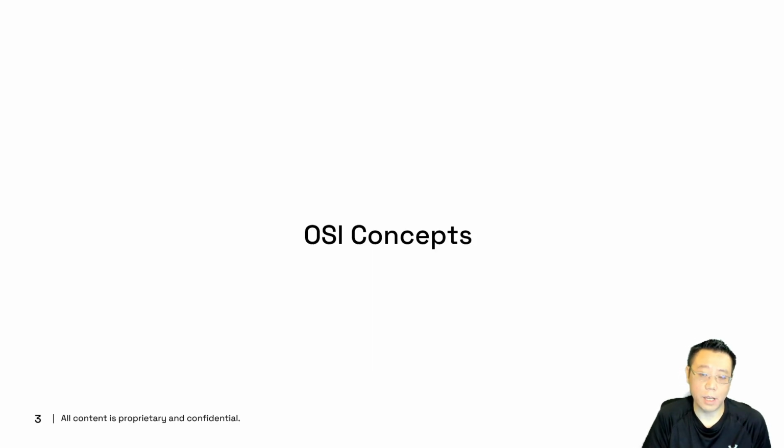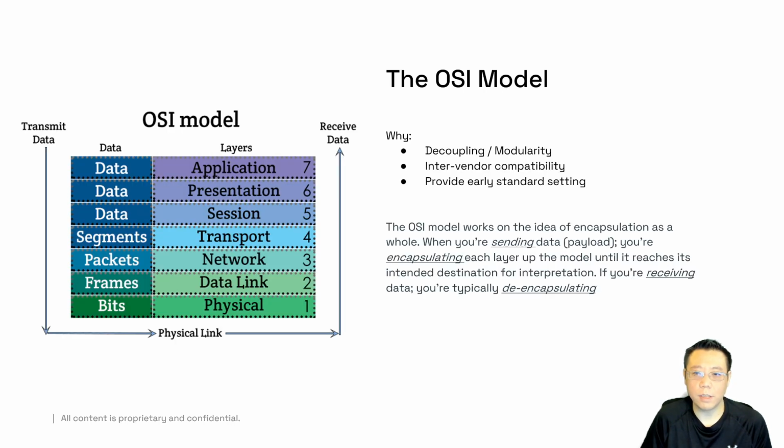Now, first off, OSI concepts, we have a 7-layer model. And what that really means is that it was a framework to really consolidate what the standards were previously before networking became mature. Let's look closer at it. So the OSI model, also known as the Open Systems Interconnect model, has 7 different layers.